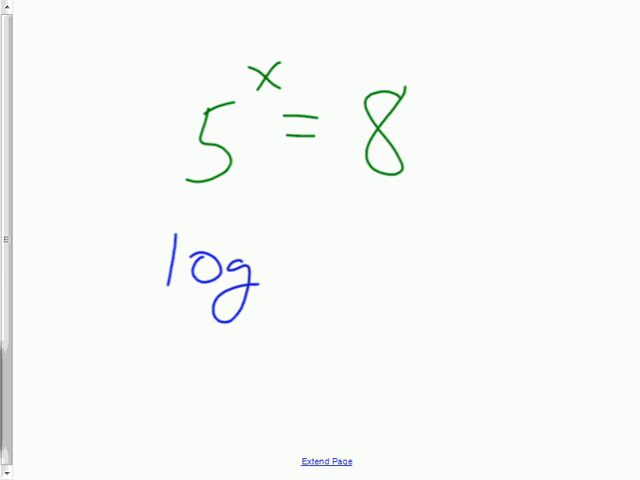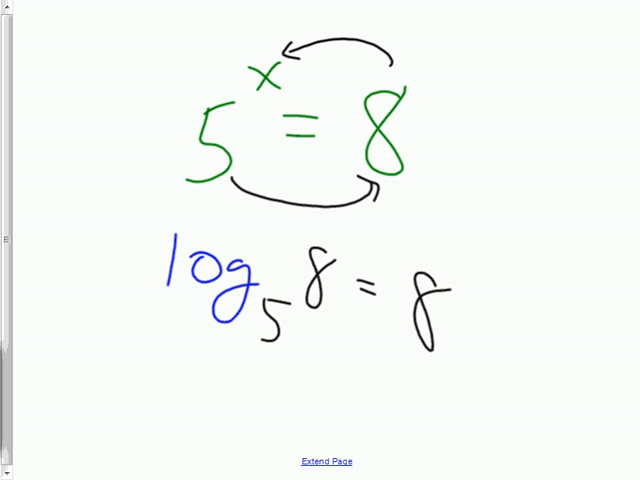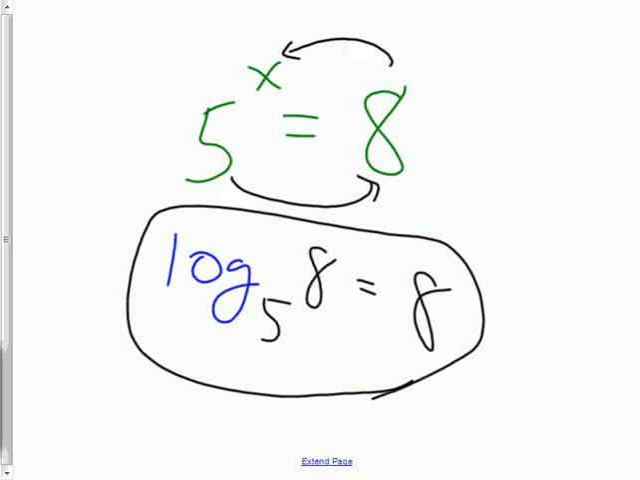On this one, I'm hoping you said log base 5 of 8, notice I have to jump back and forth, equals x. There you go. Now, does that tell you the answer? No, I haven't told you how to put this in the calculator yet. Sorry, x equals x, thank you.